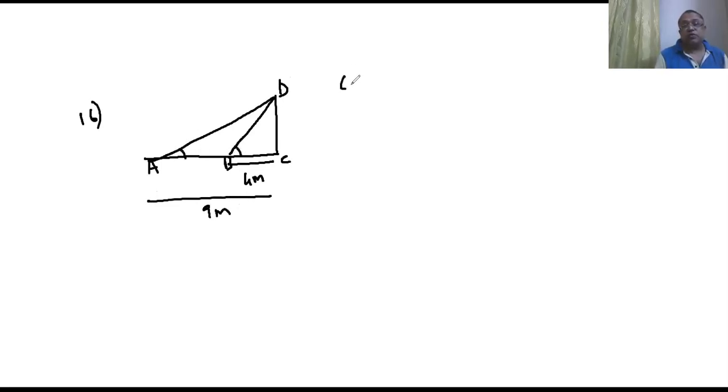Now you remember this word complementary. What was the meaning of this word complementary? It means angles which add up to 90 degrees. Supplementary was angles adding up to 180. Complementary is angles adding up to 90. So we will assume let this be theta. Therefore, this angle will be 90 minus theta.